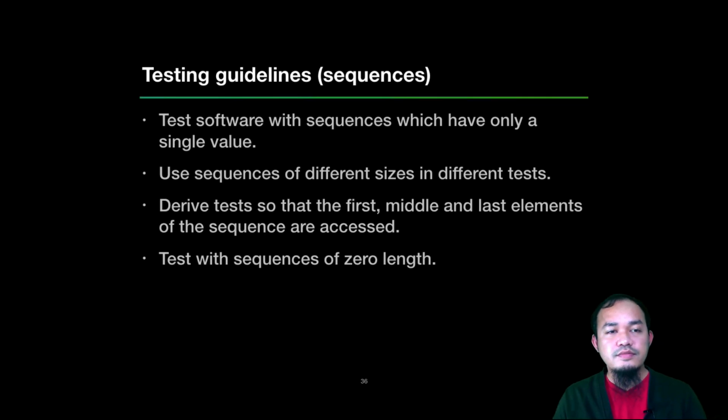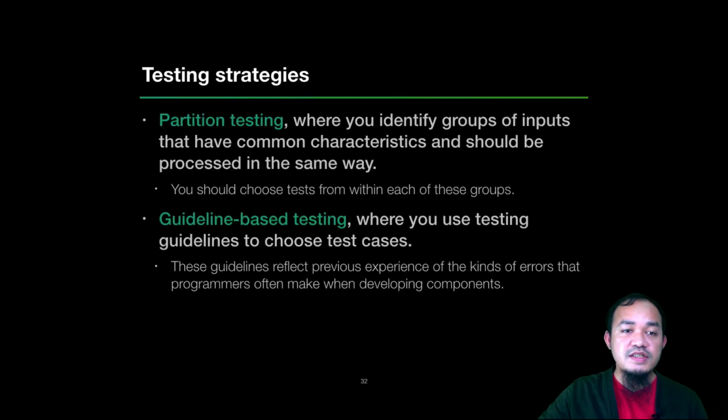Testing guidelines. There is a guideline that is used to guide the testing. Test software with sequences which have only a single value. Use sequences of different sizes in different tests. Derive tests so that the first, middle, and last elements of the sequence are accessed. Test with a sequence of zero length. This is another testing strategy we call guideline-based testing.